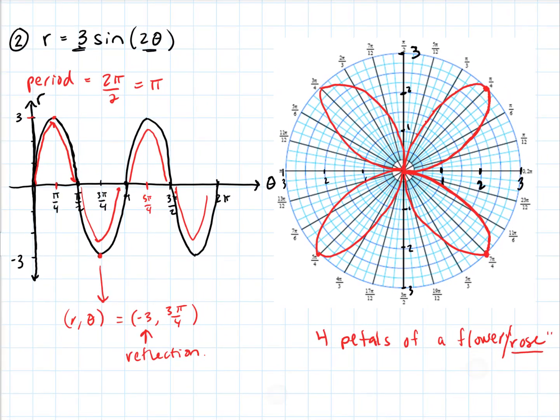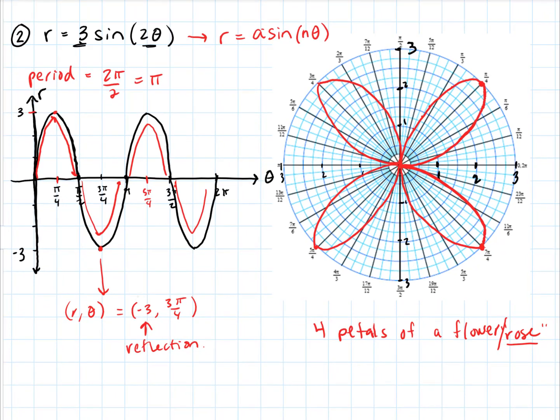Okay? And so we're going to talk about a family of curves when we have something of the form sine, or cosine actually, of n theta. Okay? So we end up with a family of curves that we can recognize will create petals. Okay, speaking of those families, let me show you a quick little image where we have all of the families.